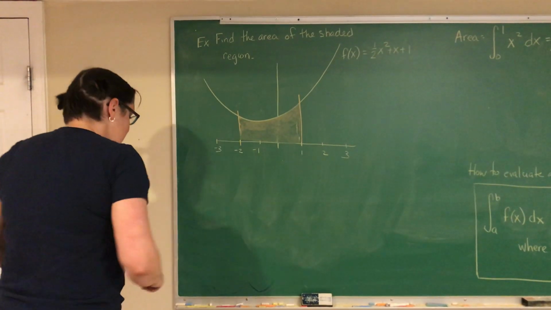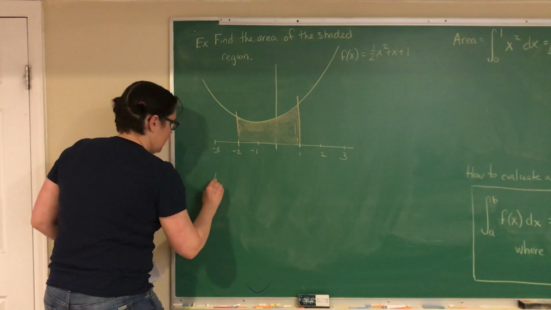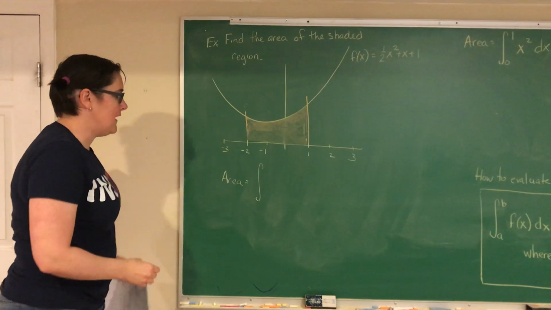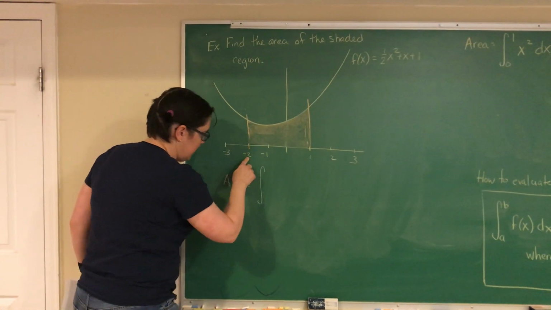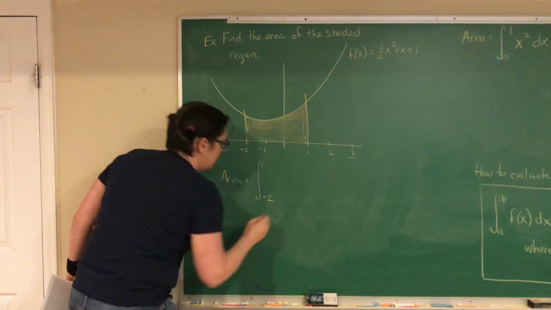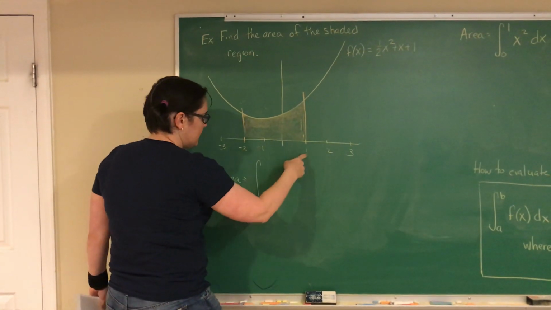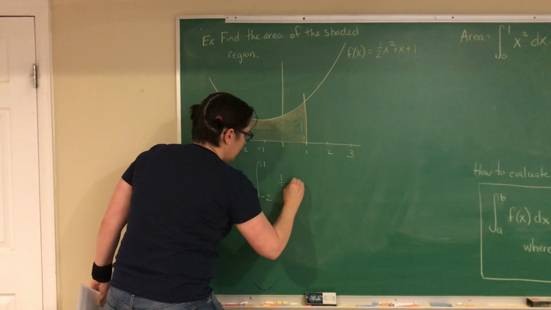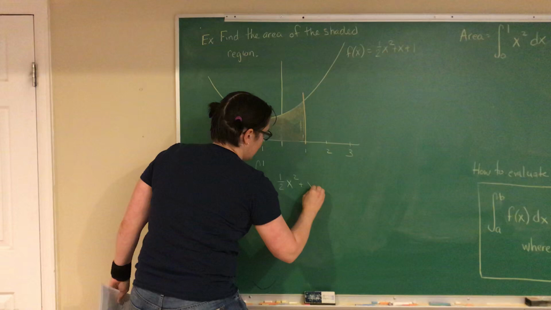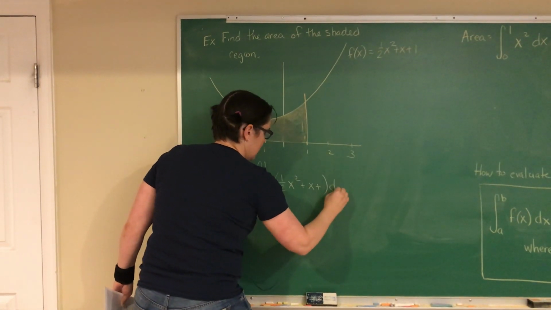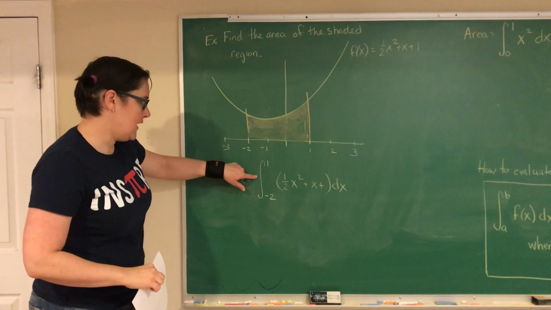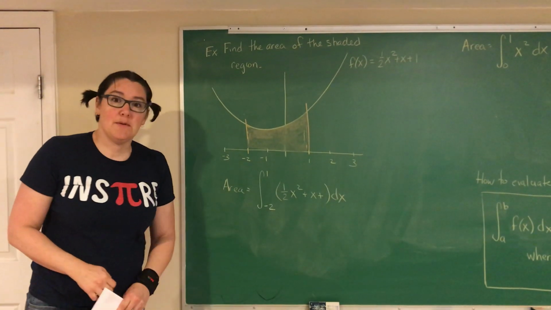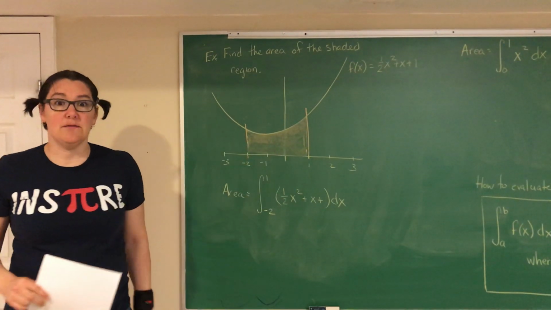Okay, so to find this area, we can write down that the area is written as the definite integral from -2, that's our lower bound, up to 1, which is our upper bound, our x values. Our function is 1/2 x squared plus x plus 1. And then we have that dx at the end because an integral sign is always paired with a dx at the end. So if we can evaluate this integral, we'll know what the area of this shaded region is.